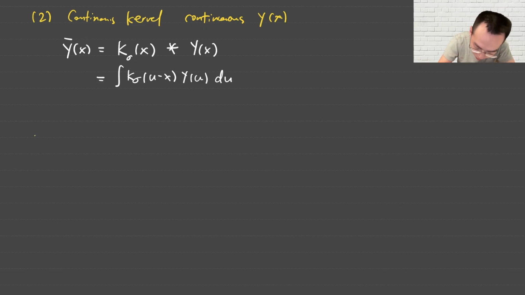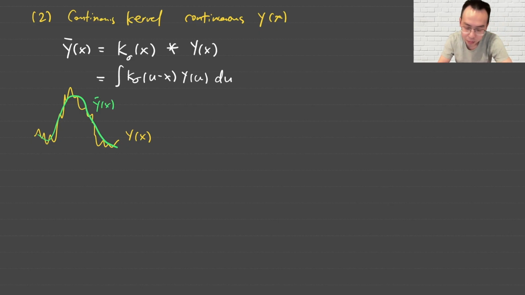Suppose that we have a function like this. Suppose this is y of x. Then we can apply this convolution formula to obtain a smooth curve as y bar of x. So the idea is the same: we can interpret it as local averaging. Let's say that k sigma of x, suppose this is a density function.